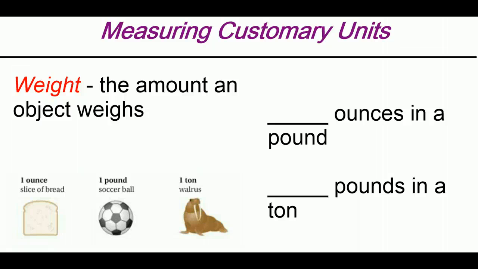And in terms of weight, the metric system measures mass, which is the amount of matter in an object, whereas in the customary system, we typically talk about things in terms of their weight, which is the amount that an object weighs. So our 3 basic units are an ounce, a pound, and a ton. Go ahead, when you pause the video, and write down the definition of weight. See if you can fill in these blanks with how many ounces are in a pound and how many pounds are in a ton.